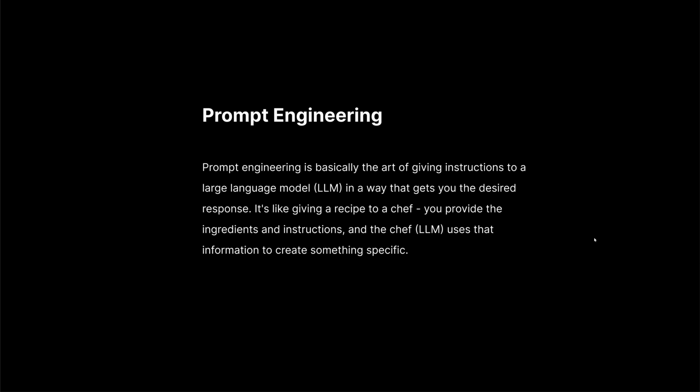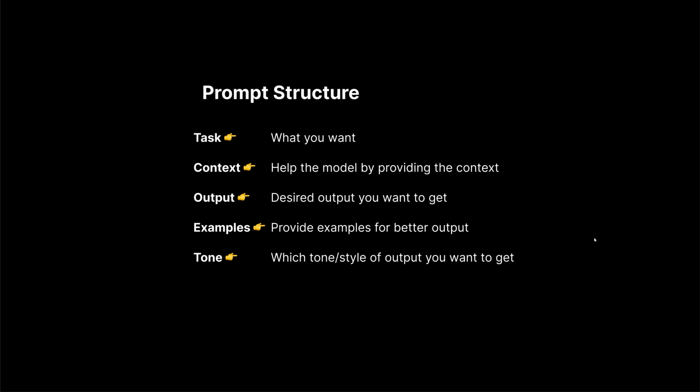But now let's talk about the basic structure of your prompt. You don't have to provide all of that, but it will help you, or it will make your prompt amazing. The first one we have is a task, like what you want. Then we have a context, like helping the model by providing the context. Then we have the output, the desired output you want to get. Examples, provide some sort of example for your model to get better responses. Okay, then we have a tone. This is basically the tone or style or language of the output you want to get.